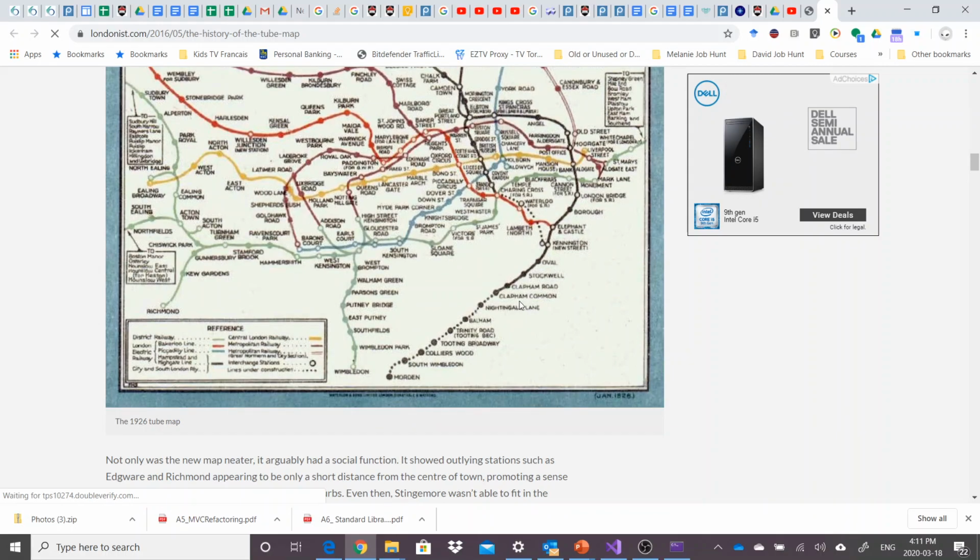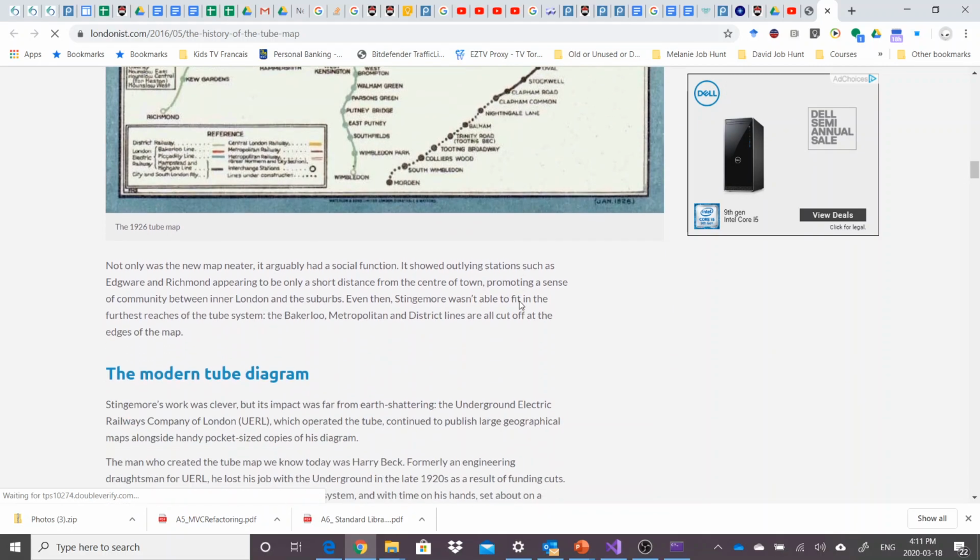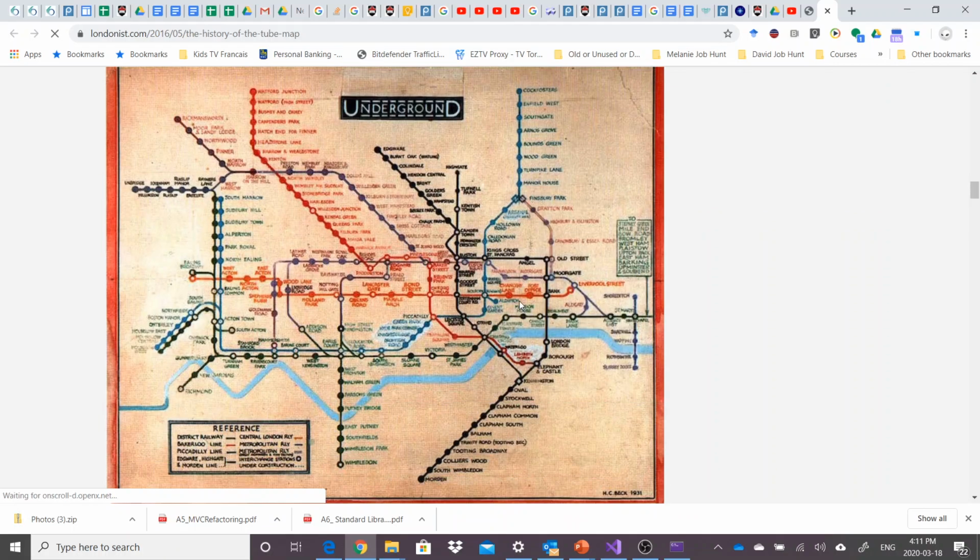And the big takeaway for many of these things: this is the 1926 tube map, and this is what one of the workers came up with, someone working in the underground, just an employee, not a map maker or anything like that, and he comes up with this.